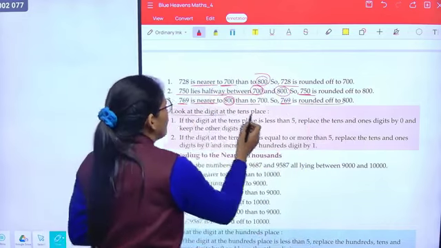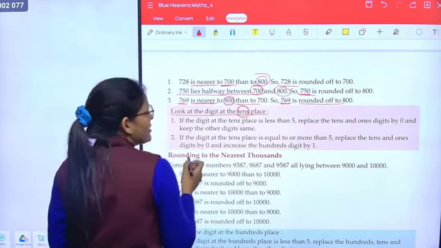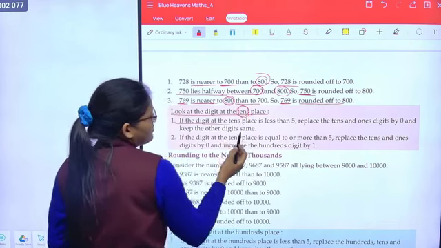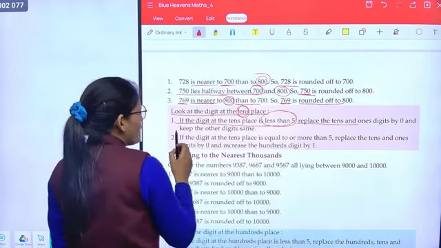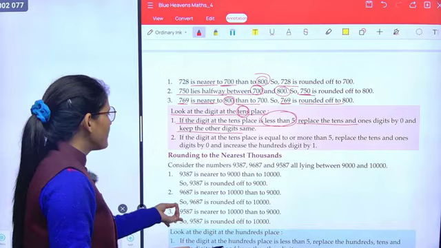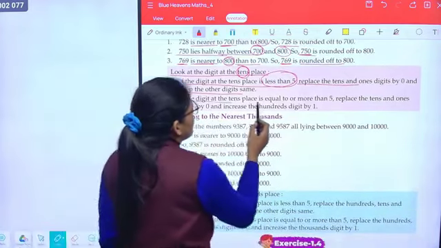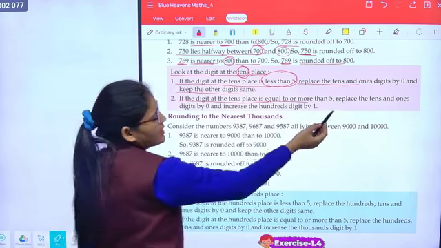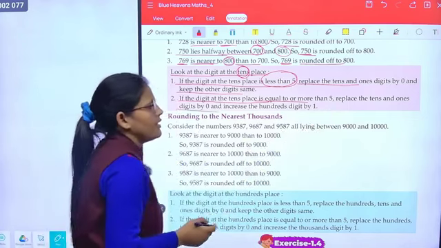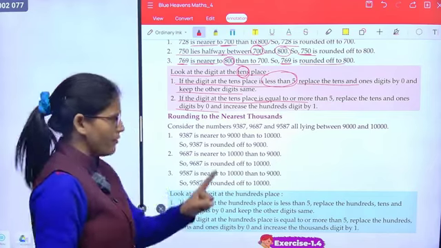Look at the digit at the tens place. If the digit at the tens place is less than 5, replace the tens and ones digits by 0. Keep the other digits the same. If the digit at the tens place is equal to or more than 5, replace the tens and ones digits by 0 and increase the hundreds digit by 1.